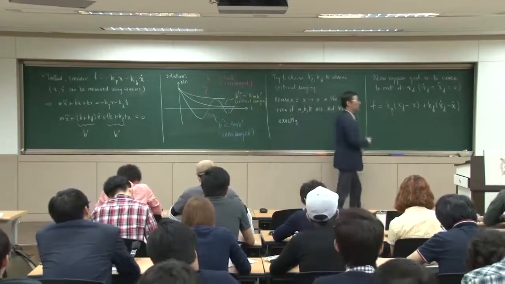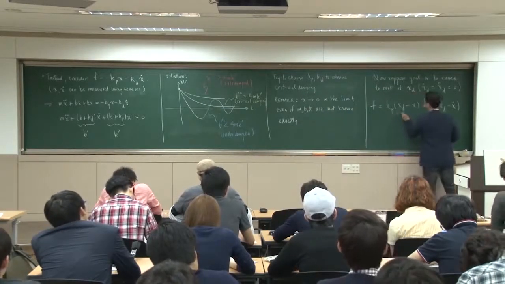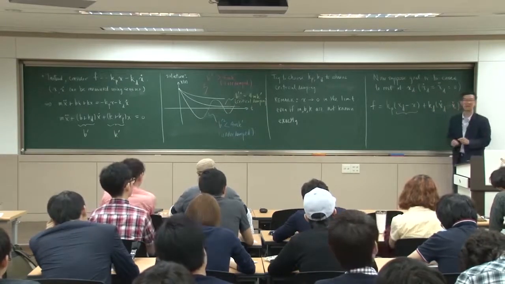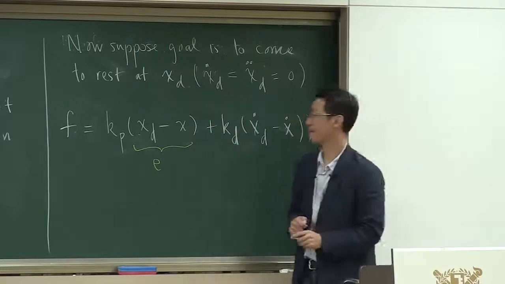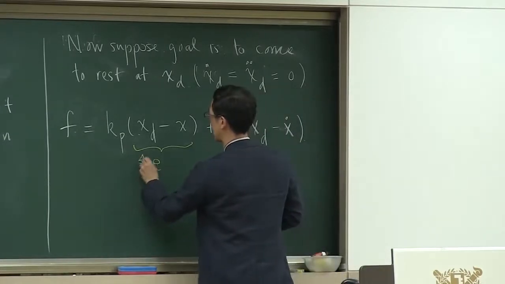So actually, this is going to be coming up a lot. Let me call this E for error. So I'm going to define this to be E.